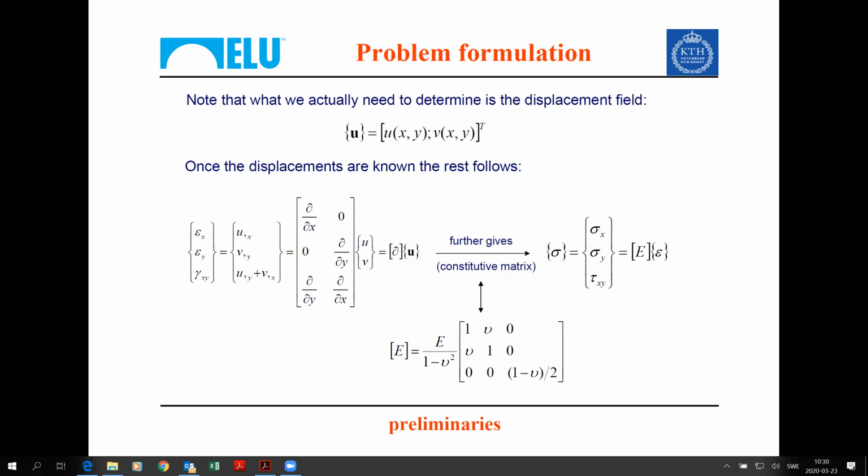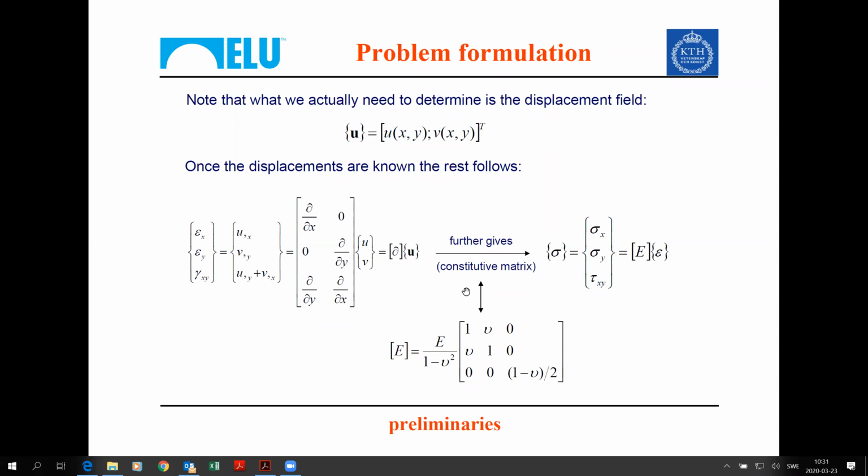Because once the displacements are known, the rest will simply follow. If I know u and v, then epsilon x is du dx, epsilon y is dv dy, gamma xy is du dy plus dv dx. Or d dx 0, 0 d dy, d dy d dx, which is the differential operator applied to the vector containing the two displacements, u of x and y and v of x and y. So we can actually write this in a condensed matrix form, a differential operator, which is this one, applied to a vector u.